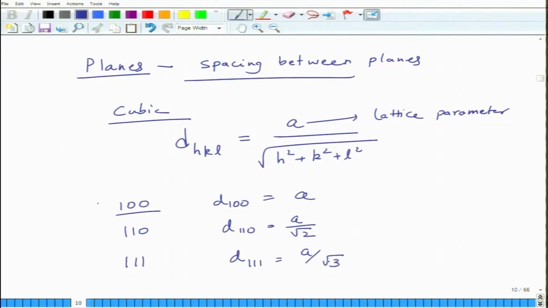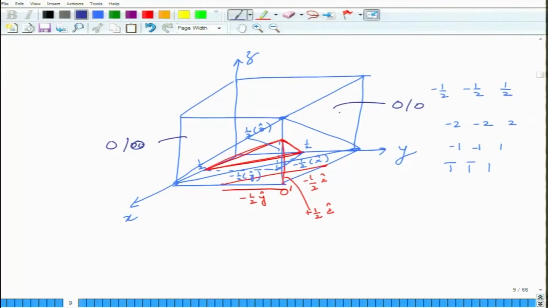So, that is how you can determine the plane spacing, and you can also find that different planes are at different angles. For example, you can see that this is the 1 bar 1 plane. Let me draw a different plane. You have one plane which is this plane, and you have another plane which is this plane.